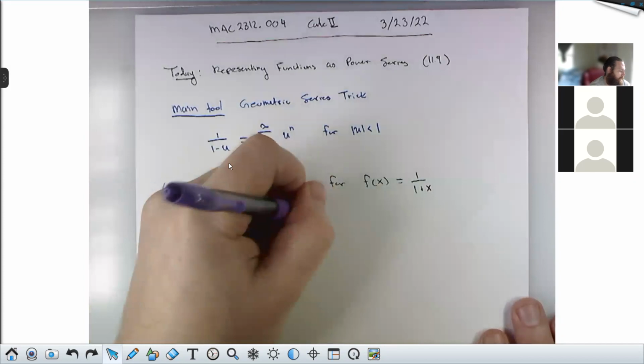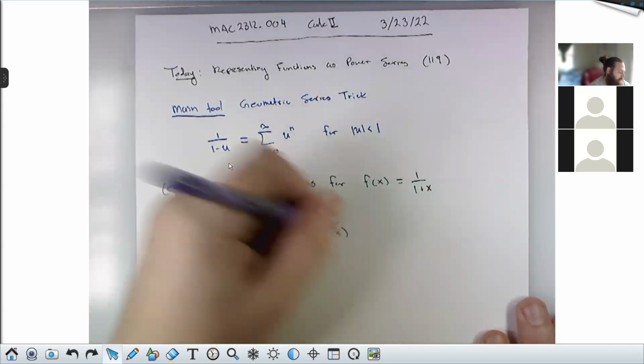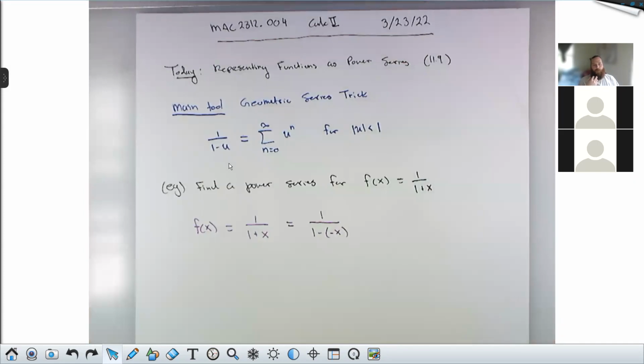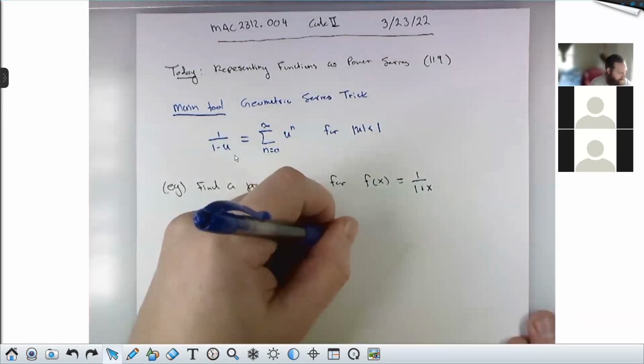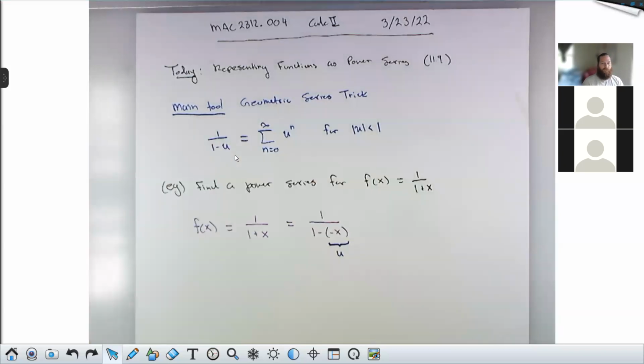Well, 1 over 1 plus x, we just do some algebra, right? We get sneaky with our algebra. I can write 1 plus x as 1 minus negative x. And now this is in this form. Here's u. So I can plug into this formula with u equal to negative x, and then boom, all of a sudden I've got a power series.